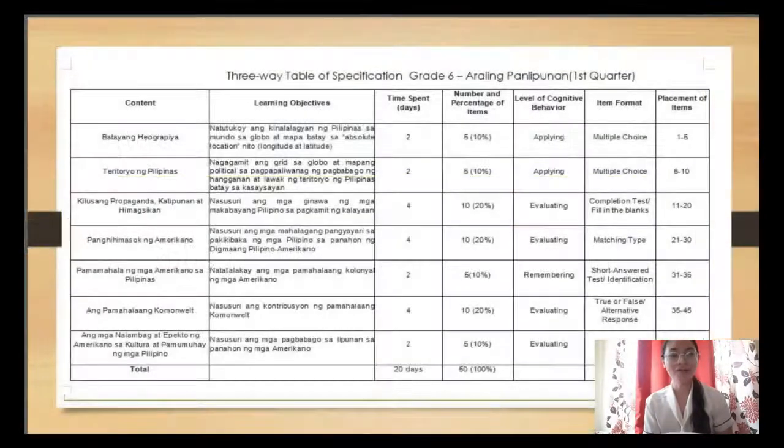And now, I will show you an example of a three-way table of specification. You can find there that the first column is the content, the second column is the learning objectives, the third column is the time spent, the fourth column is the number and percentage of the items, the fifth column is the level of cognitive behavior, the sixth column is the item format, and the last column is the placement of the items.